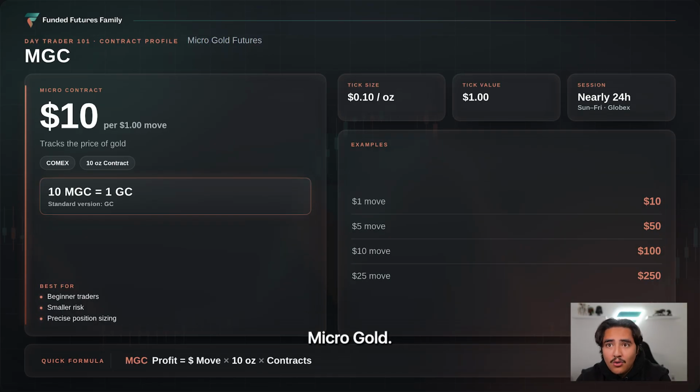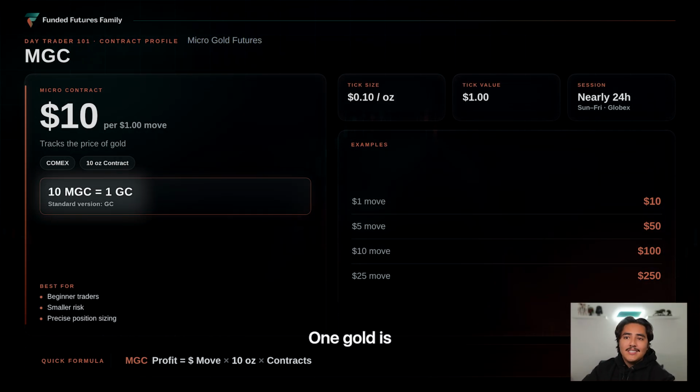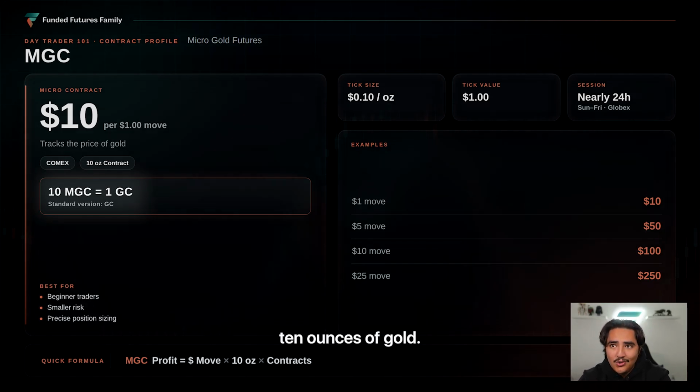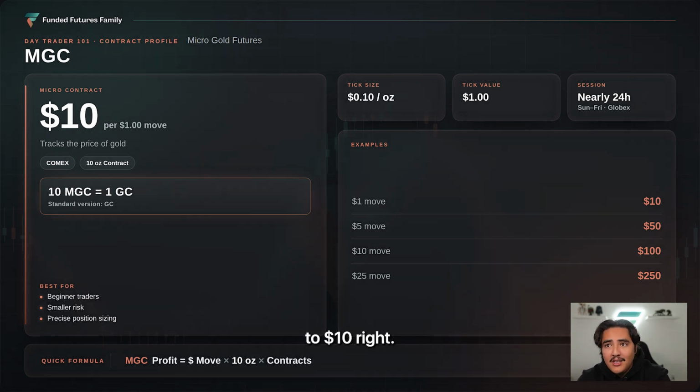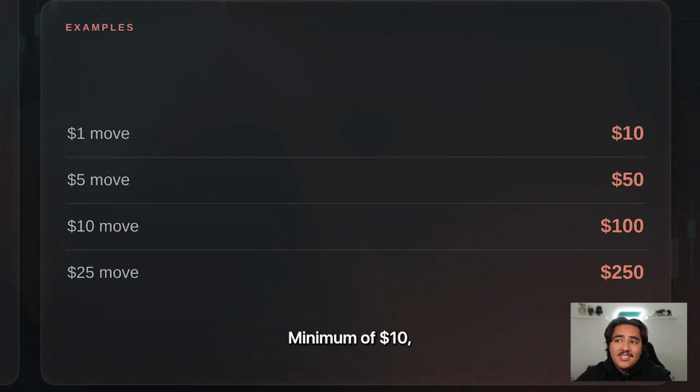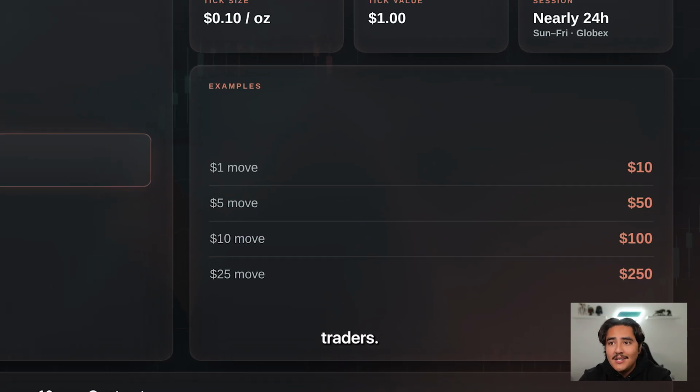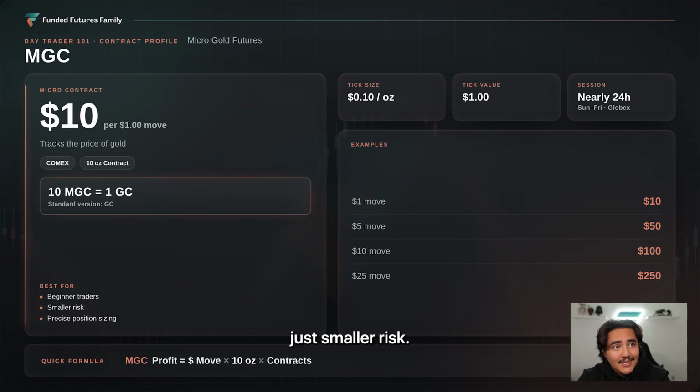Now we're going to go over micro gold. What's the difference? It is the same market, the same chart, the same price movement, but the risk is different. 1 gold is considered 10 micro golds. Now you're not trading 100 ounces of gold, you're trading 10 ounces of gold. A $1 move is equal to $10, right? So a 10-cent move is $1. If you move $1 in micro gold, you get $10. If you move $10, you get $100, $5, $50, $25, $250. So this is more for the beginner traders. It's the same market, just smaller risk. So I recommend this if you are a beginner. Just make sure you are aware of what you are trading before you trade it.